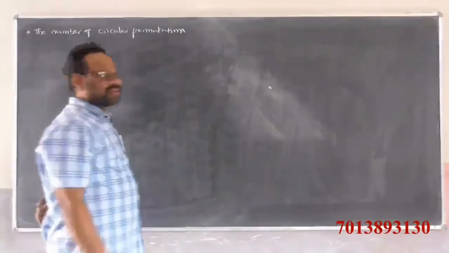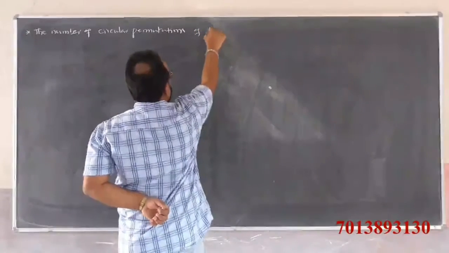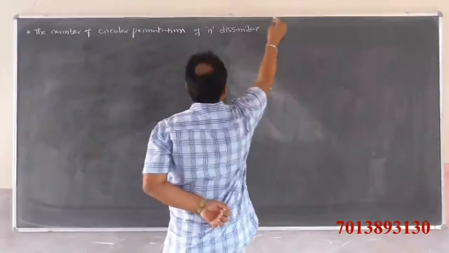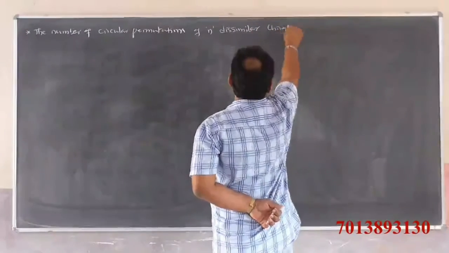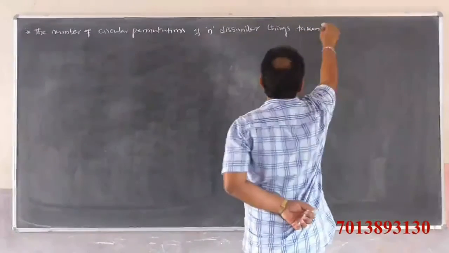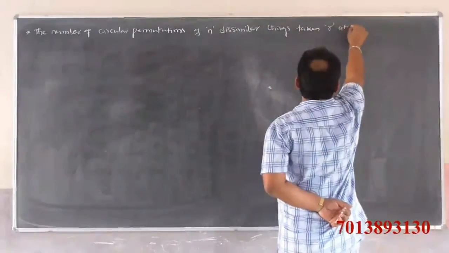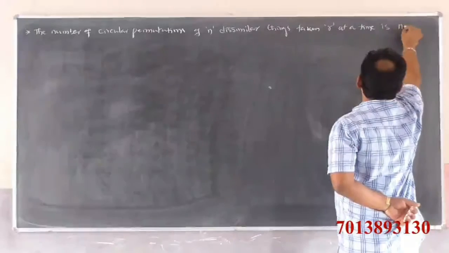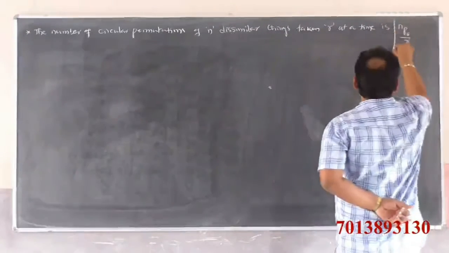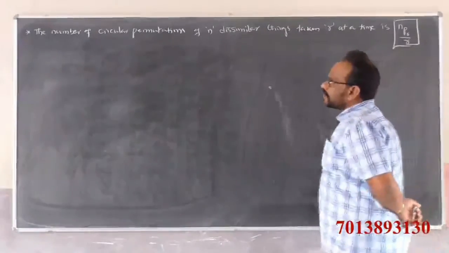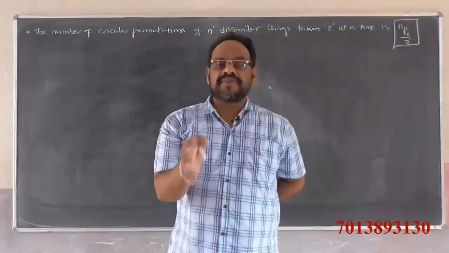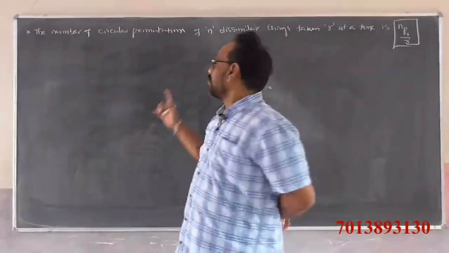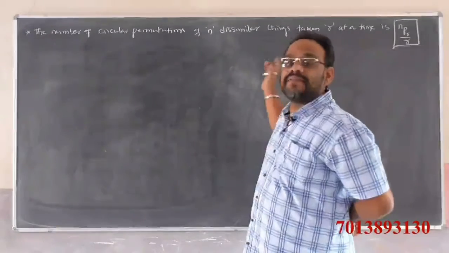The number of circular permutations of n different things, or n dissimilar things, taken r at a time is clearly nPr by r. The formula for the number of circular permutations of n different things taken r at a time was already discussed in the previous theorem, that is nPr by r.